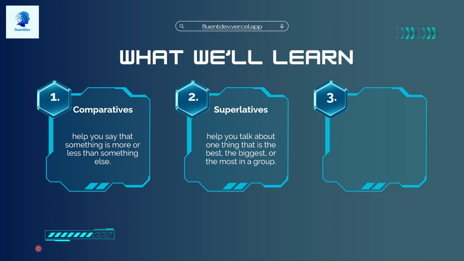They're going to be used to help you talk about when one thing is the best or the biggest among other things being compared in the group. And it's going to be two or more things. Right? So comparatives are comparing two things. Superlatives are comparing the top one in a group of more than two.